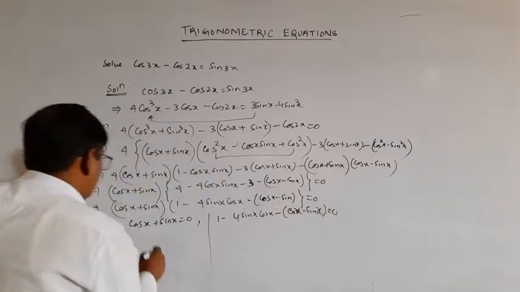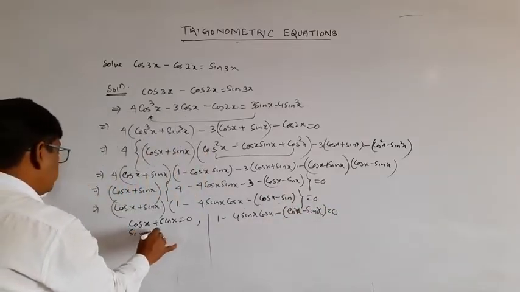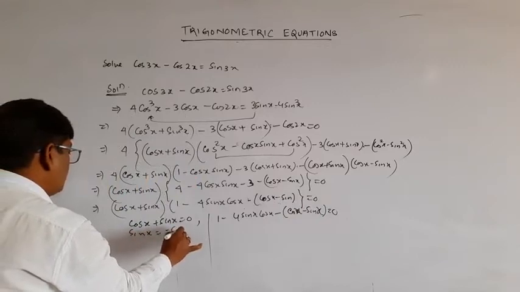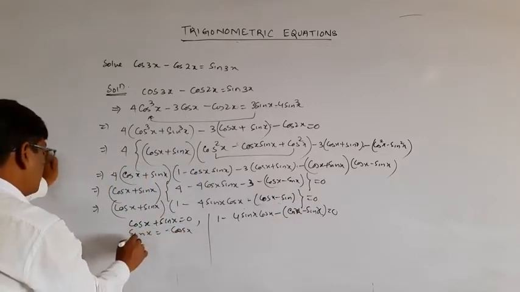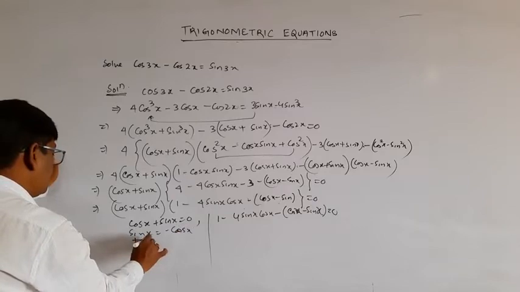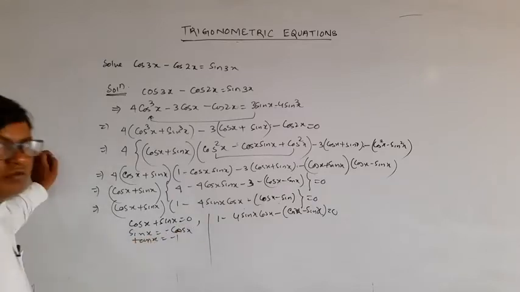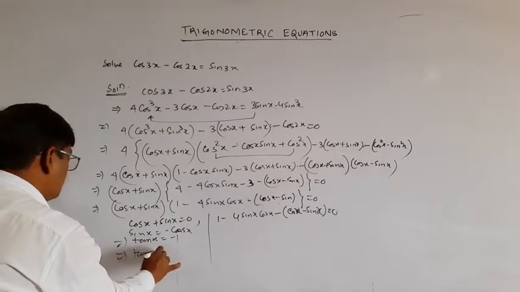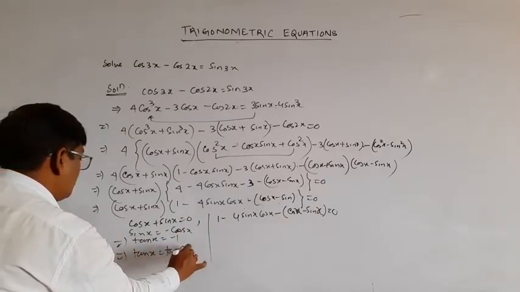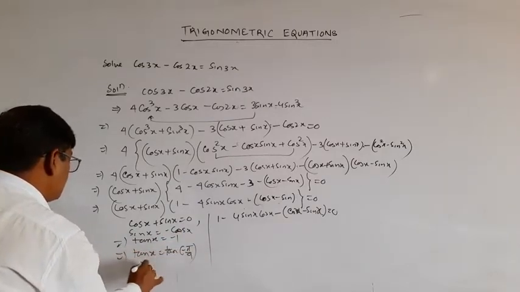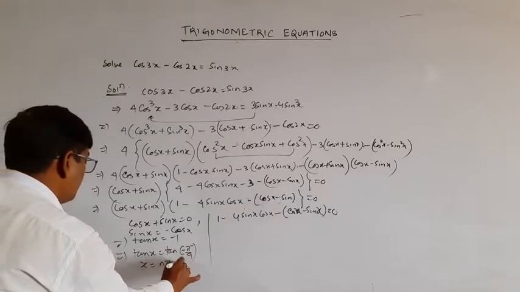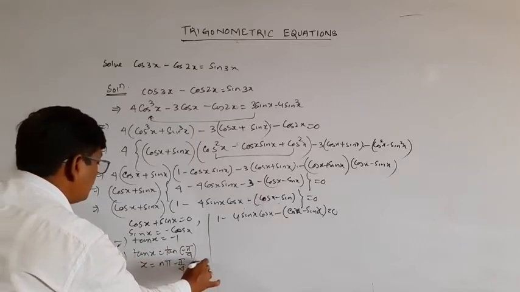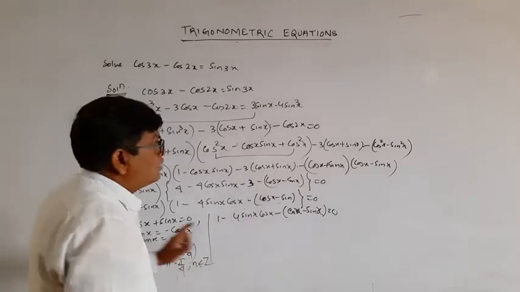So for this we get sin x is equal to minus cos x, and tan x is equal to sin by cos, that is tan x is equal to minus 1. So tan x is equal to minus 1 means tan x is equal to tan of minus pi by 4. So x is equal to n pi minus pi by 4, n belongs to Z.